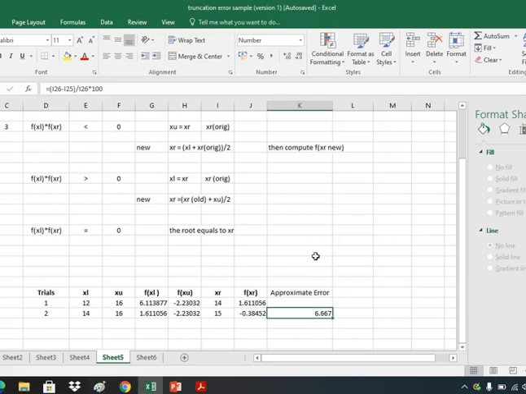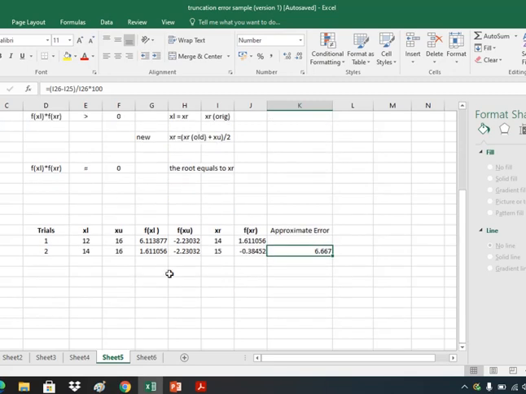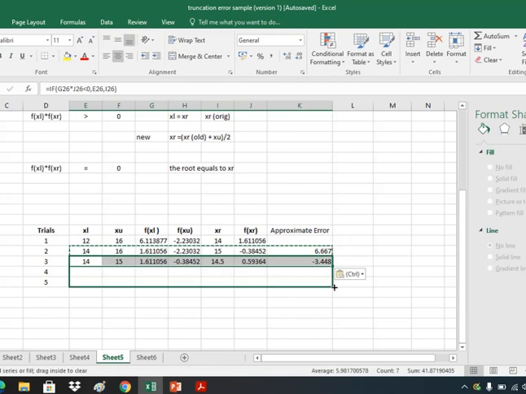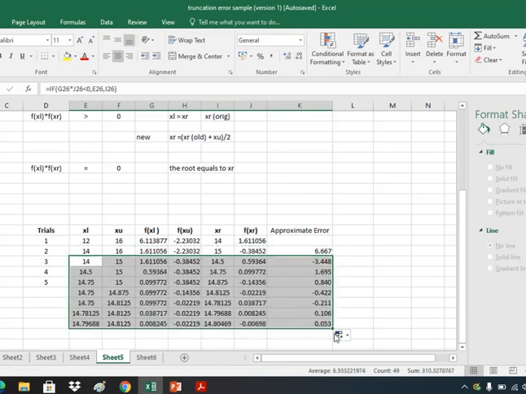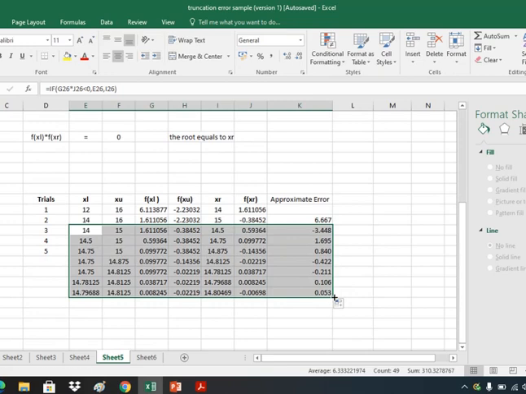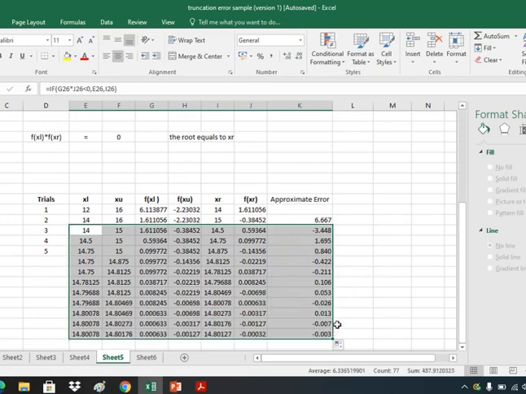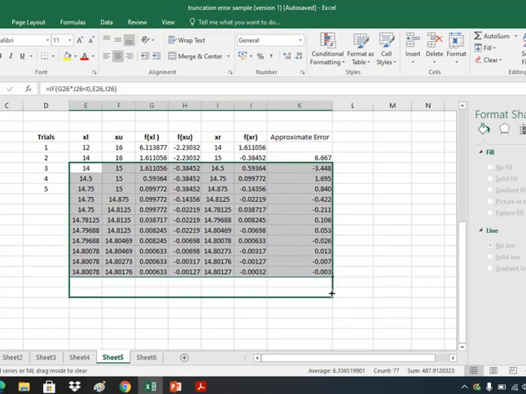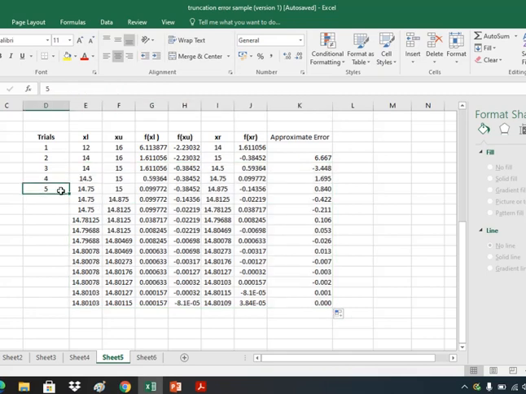So now we will repeat the procedure again. XR. Okay, we'll just copy this for the third trial. Let's see. Control C.